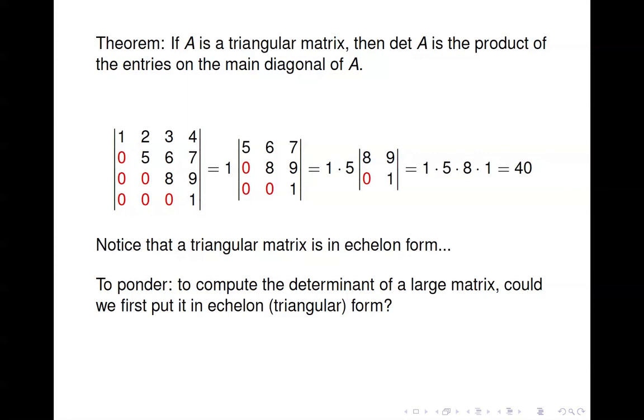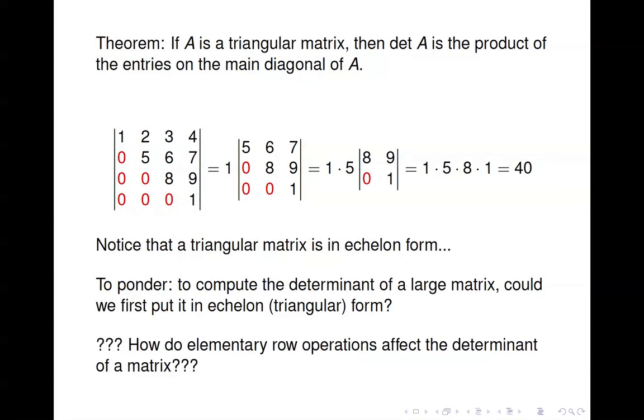Would that work? Well, to answer that, we need to explore how elementary row operations affect the determinant of a matrix. If we can nail that down, then it is indeed possible that we could just put our matrix in echelon form and then easily compute the determinant that way. So that's what we'll ponder, and we'll discuss that in the next section.